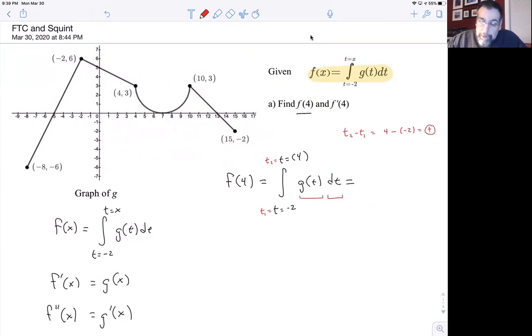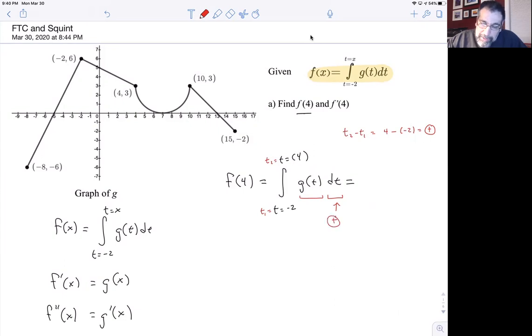To figure out whether or not your differential is positive or negative, you look at your top bound compared to your bottom bound. If your top bound is greater than the bottom bound, then dt is going to be positive. If the top bound is less than the bottom bound, then dt is going to be negative. So in this case, we know that dt is positive.